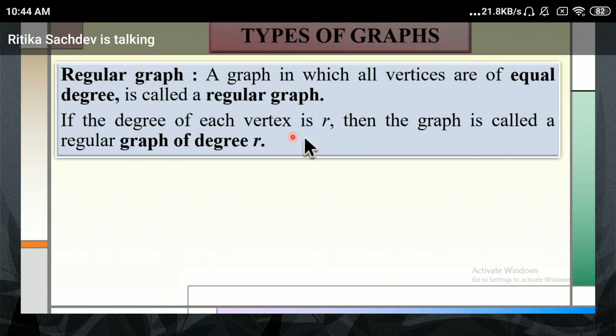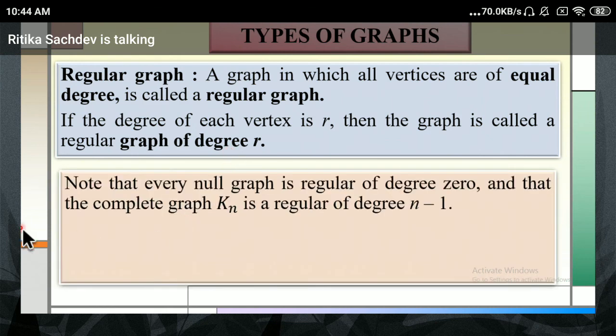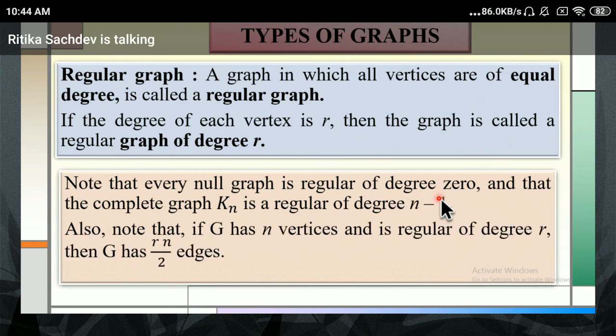So if the degree of each vertex is r, then the graph is called a regular graph of degree r. Note that every null graph is regular of degree 0 and that the complete graph Kn is a regular graph of degree n minus 1. Why is it n minus 1? Because in the complete graph, every vertex is connected to the remaining n minus 1 vertices. So its degree is n minus 1.